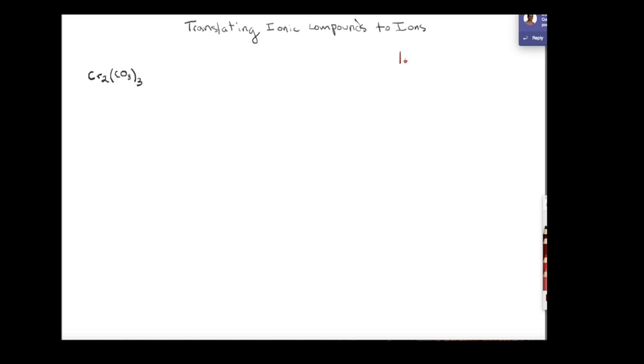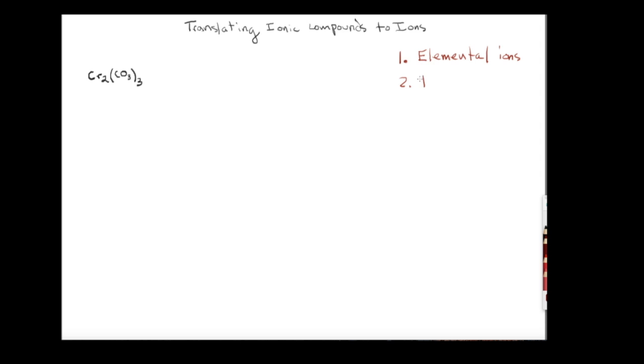In order to translate ionic compounds into ions, you have to know your elemental ions by heart. Remember that this information is present on the website. It's stuff that we did a long time ago. So if you didn't download those documents and you haven't memorized the elemental ions, you need to complete that.